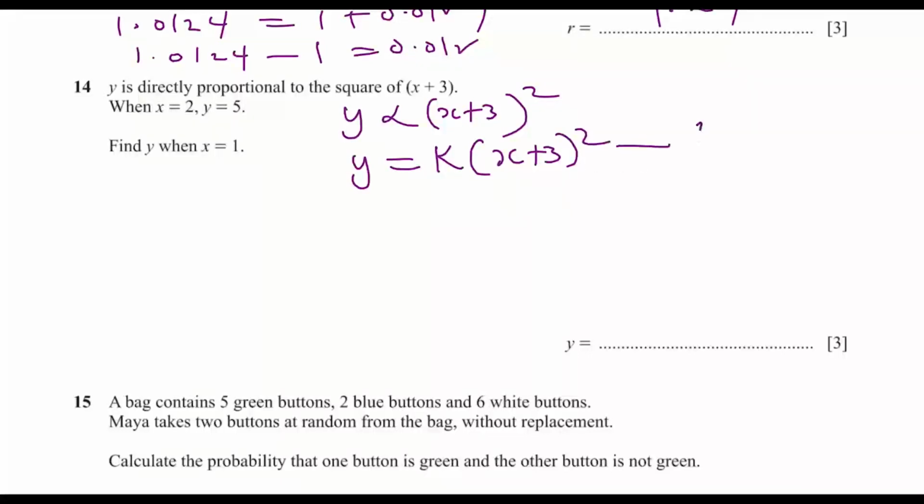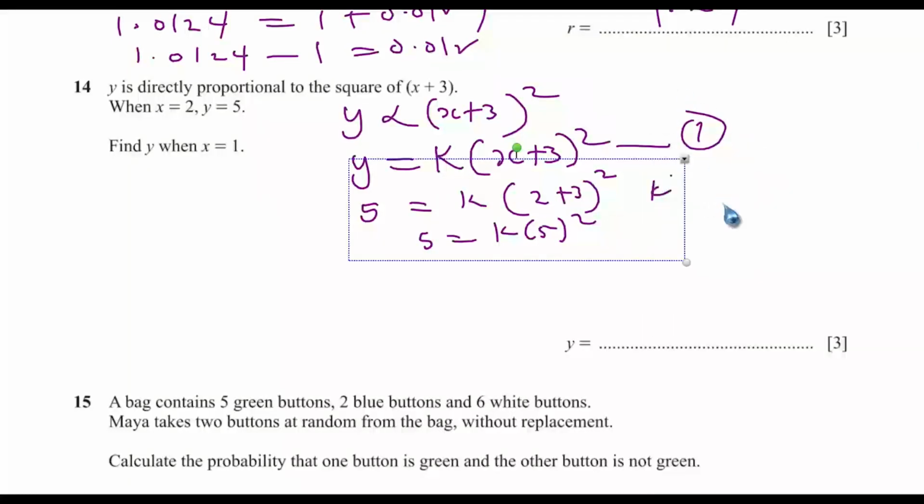So we can call this equation 1. Then we need to substitute the values of x and y to find the value of k. We know that x equals 2 and y equals 5. So we have 5 equals k times (2 add 3), squared. So 5 is equal to k times 5 squared, so 5 equals 25k.